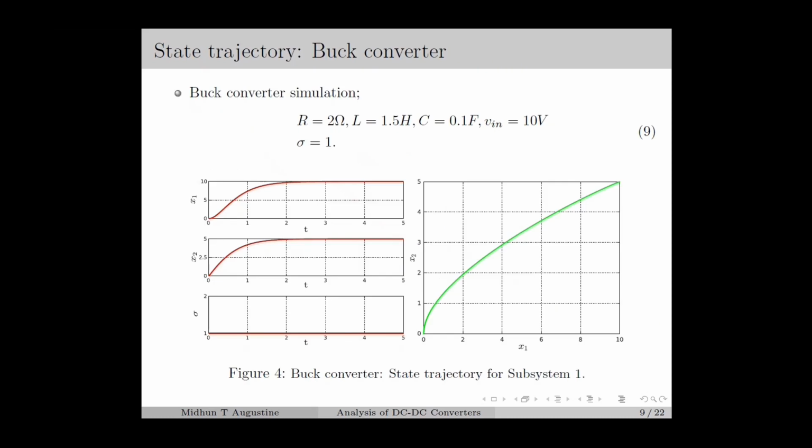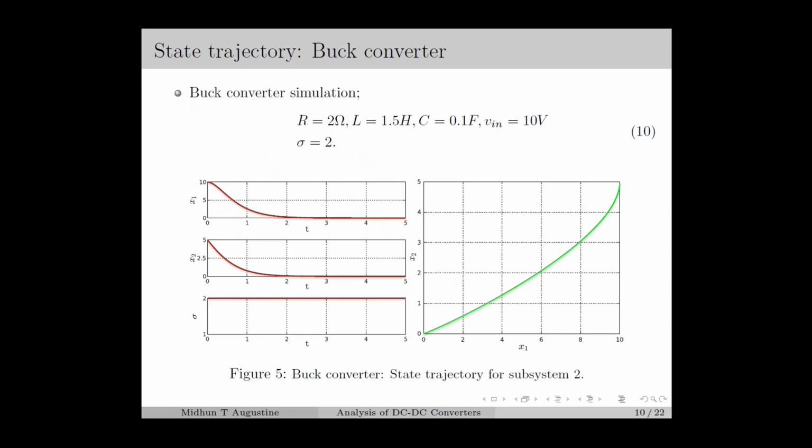Now, for the buck converter with parameters as given in equation number 9, we have the state trajectory for subsystem 1 as in figure 4. Here, we can see that the state x1 is converging to the value 10, which is the same as Vin, and the state x2 is converging to 5, which is equal to Vin by R. Therefore, the state trajectory will start from 0, 0 and go to 10, 5, which is the steady state value of x1 and x2.